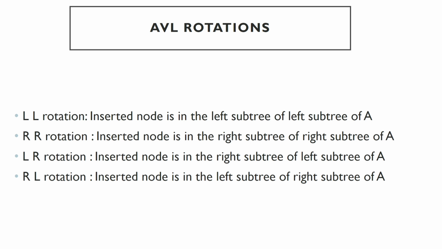So the first one is LL rotation, which means the inserted node is in the left subtree of the left subtree of A. The other rotation is RR rotation, where the inserted node is in the right subtree of the right subtree of A. Then the third one is LR rotation, which means the inserted node is in the right subtree of the left subtree of A. And the final one is RL rotation, which means the inserted node is in the left subtree of the right subtree of A.